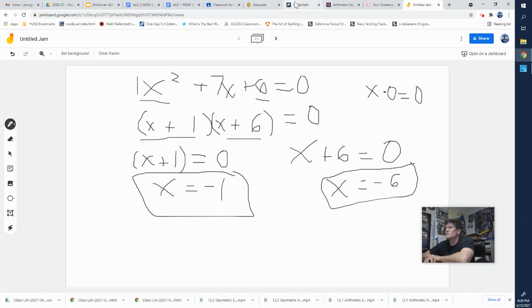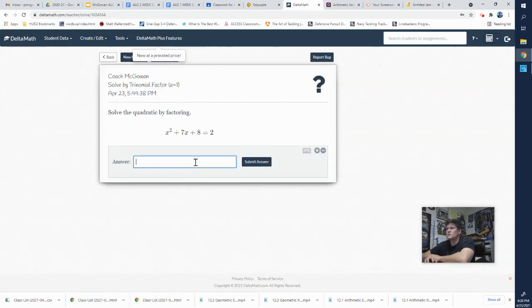So let's go back to Delta Math, and let's put those answers in. I want negative 1, and I want negative 6. Did I write those backwards? And that's okay.